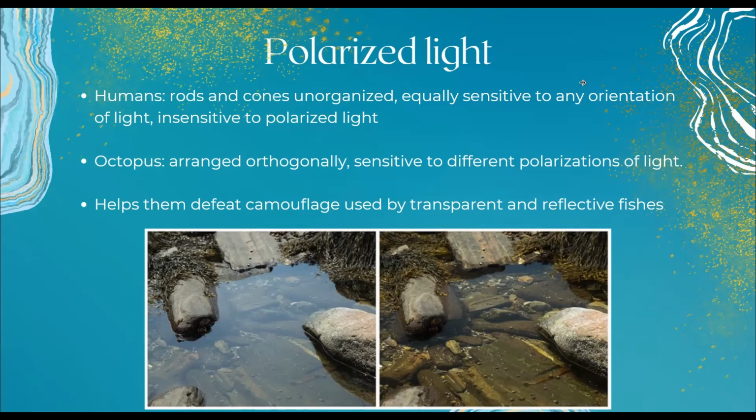This ability lets them defeat certain forms of visual camouflage used by other sea life, such as a silver-scaled fish using bright polarized reflection of daylight to confuse predators, or fishes that are transparent. The octopus can spot them because their bodies are still polarizing light.